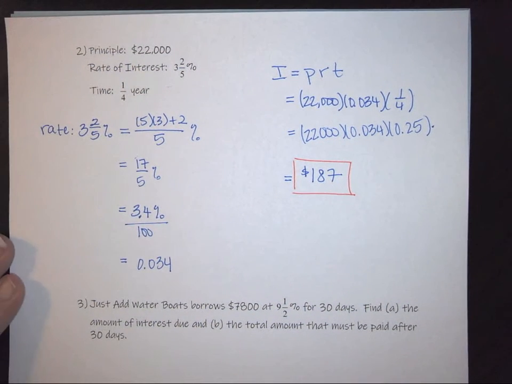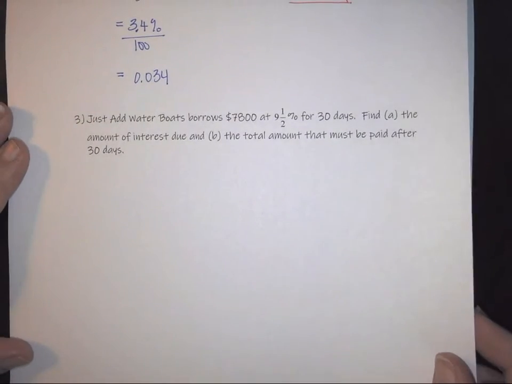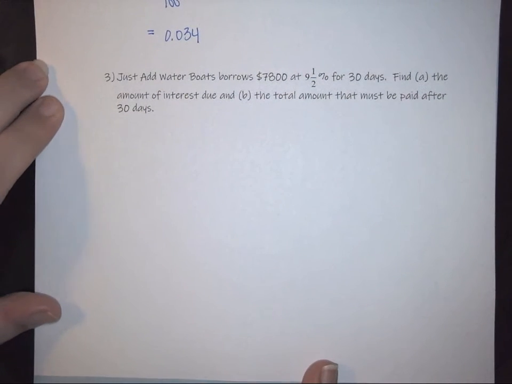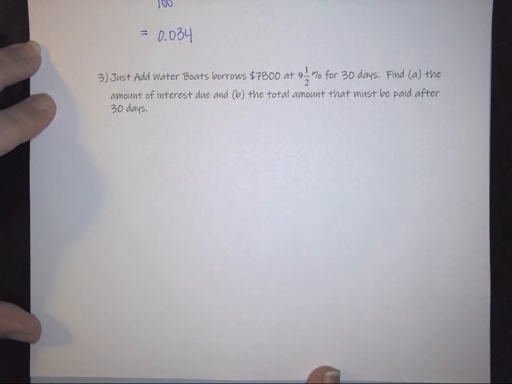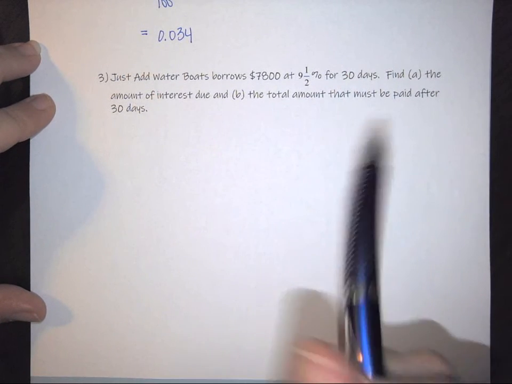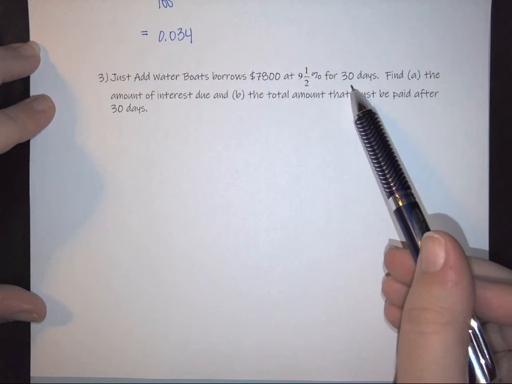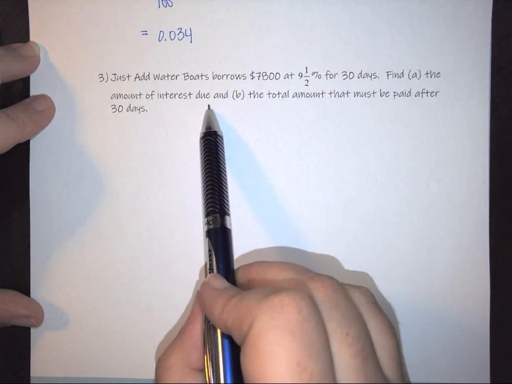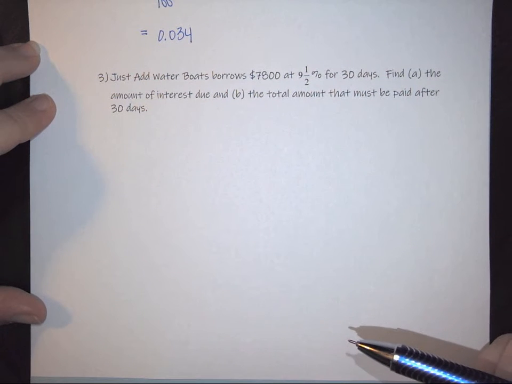Now both of those examples spelled out the information you had. However, what happens if your example is in the form of a word problem? Well, in this case, you have to be able to identify the pieces out of the problem on your own. So it says, Just Add Water Boats borrows $78,000 at 9.5% for 30 days. Find the amount of interest due and the total amount that must be paid after 30 days.